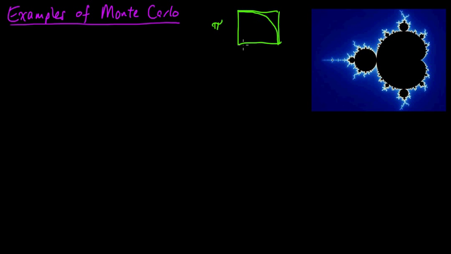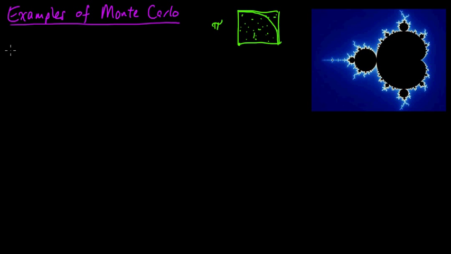by looking at this quarter disk here, drawing a bunch of samples uniformly from this square, and then counting what fraction land in the quarter disk and then approximating pi. But that's kind of boring. I think it would be much more interesting to try to approximate the area of the Mandelbrot set. So of course this is the Mandelbrot set. I'm sure you're all familiar with it, at least have seen it before.